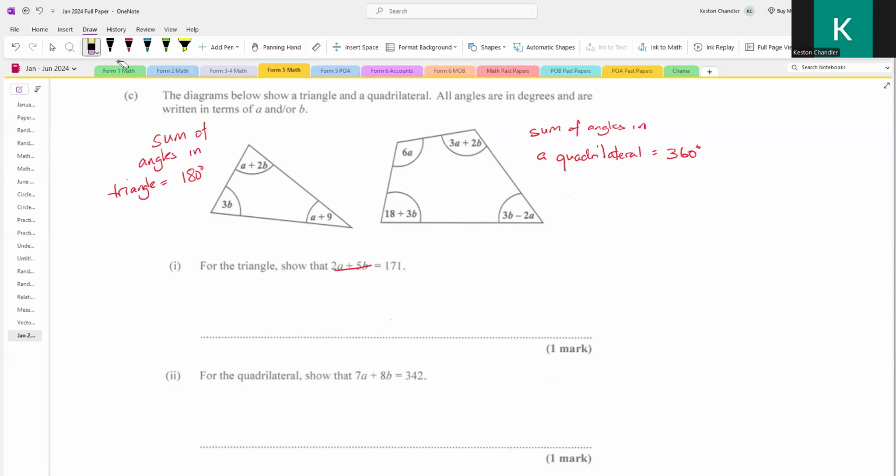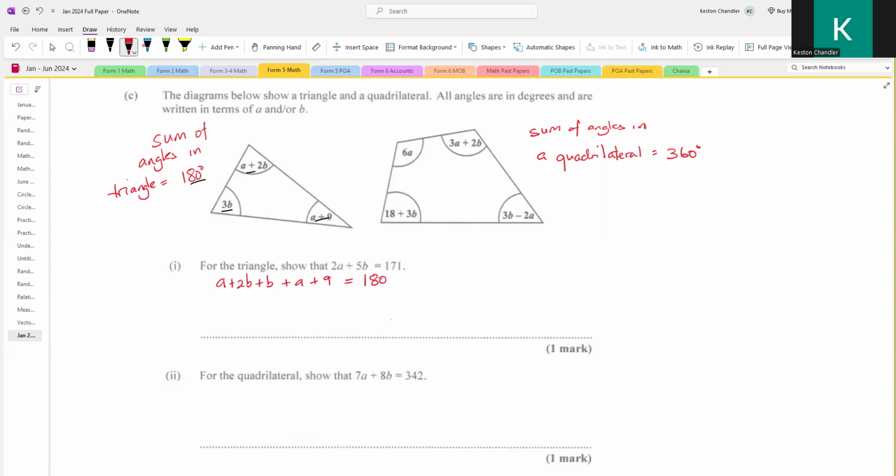Do not let the numbers or letters here in this question intimidate you, right? All it simply means is that if we add this angle and this angle, it should be equal to 180. And we could do that. Let's try. a plus 2b plus b plus a plus 9. We add up all those angles, it should be equivalent to 180 degrees.